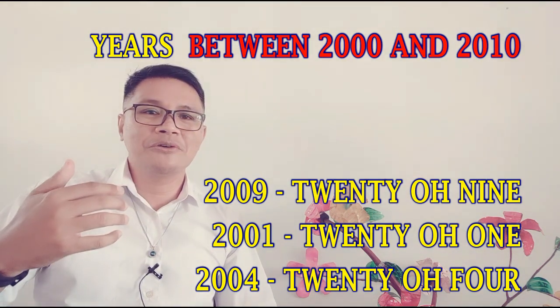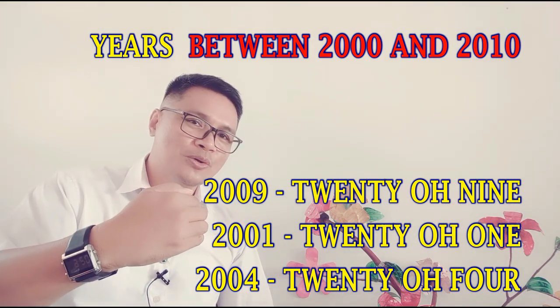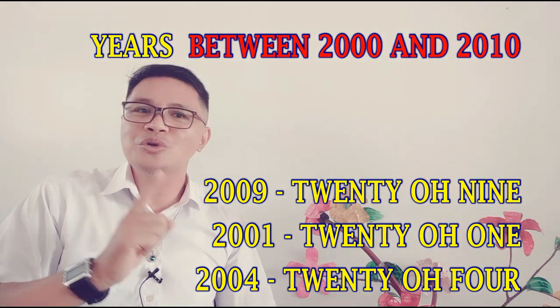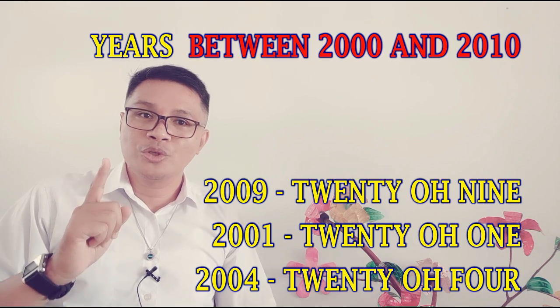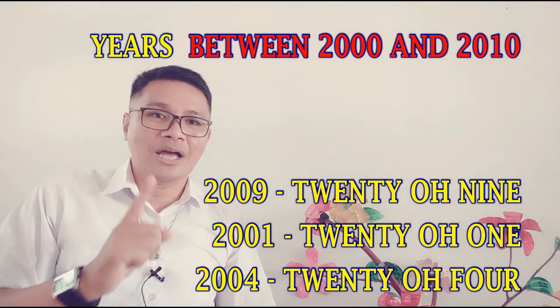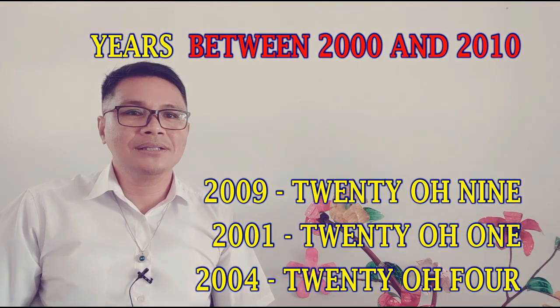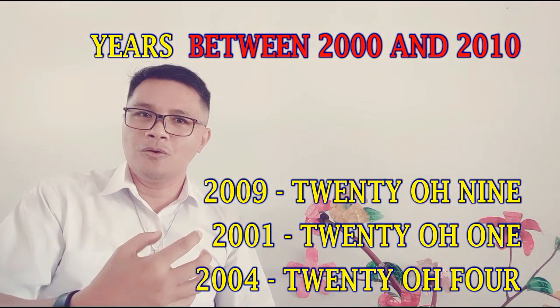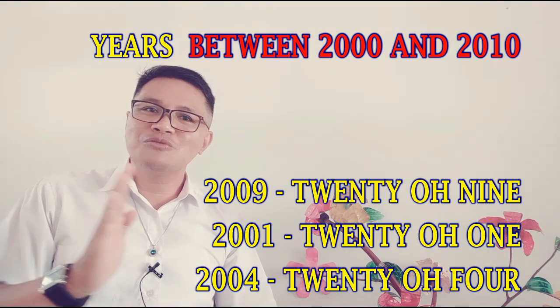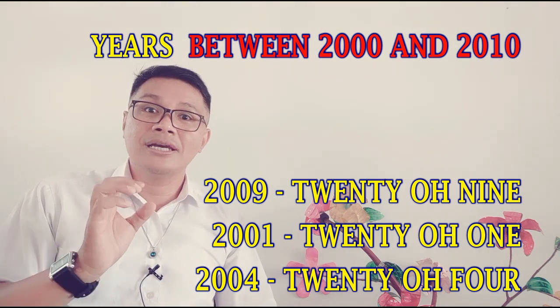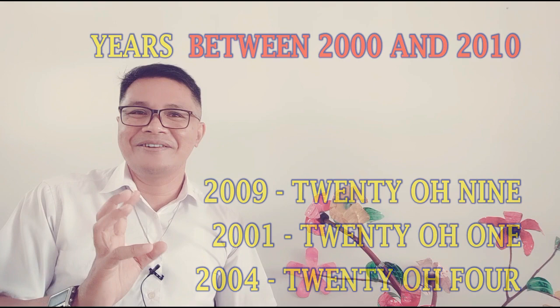Now, for the years between 2000 and 2010, you can say two thousand nine. Jadi kalau untuk tahun yang di antara tahun 2000 dan 2010, kita bisa bagi dua juga. Contoh, tahun 2009, kita bisa bilang twenty oh nine. Tahun 2001, twenty oh one. Tahun 2004, twenty oh four. Jadi kita tuh membaca angka 0 dengan oh, bukan zero. Okay?